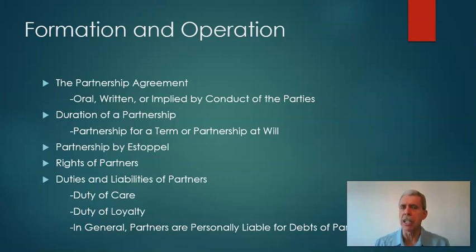And if the agreement doesn't mention losses, the losses will also be distributed 20, 30, 50, just like the profits were. So it's probably a good idea, if you have different levels of investment with the different partners, to make sure that the agreement calls for an appropriate distribution of the profits from the partnership based upon those percentages.